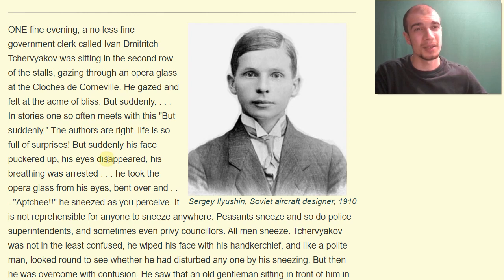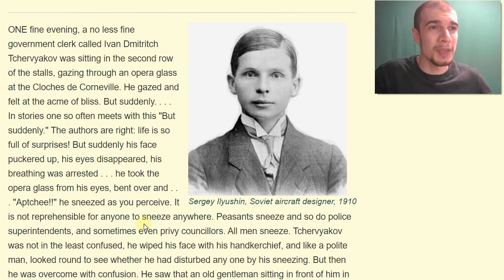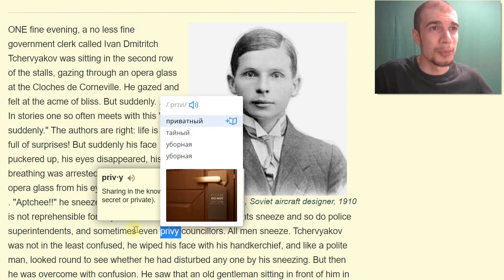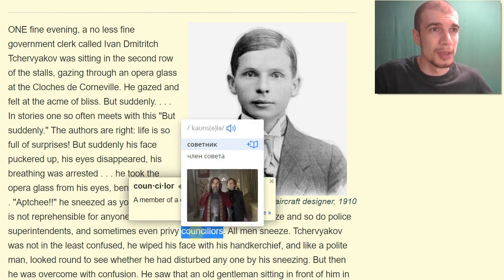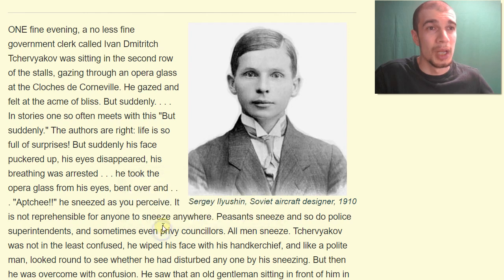Peasants are farmers, farm workers. They sneeze, and so do police superintendents, and even queens and kings and presidents and policemen and policewomen. So all people sneeze. It's natural. There's nothing wrong, nothing bad about it. It's not reprehensible for anyone. Privy is like private, privy councillors, a member of the council. All men sneeze, and all women sneeze.